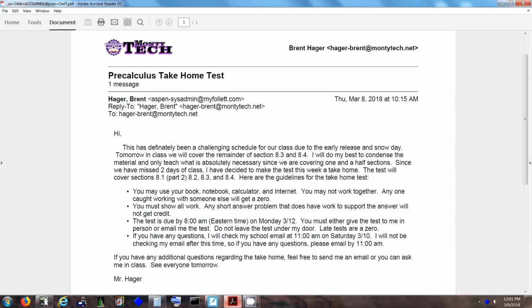If you get an answer right, but there's no work to show how you got it, I mean, you can just look up a law of cosines calculator on the internet and look up all the answers. You won't get any credit. So you have to show me your work. If there's not enough room, I try to leave room, but use another piece of paper. The test is due at 8 a.m. on Monday.